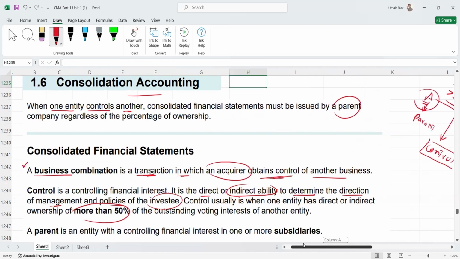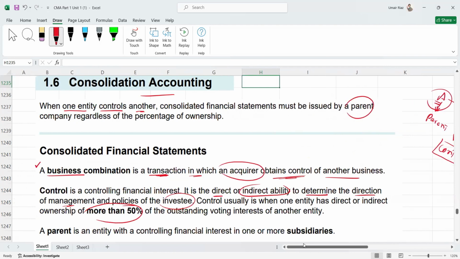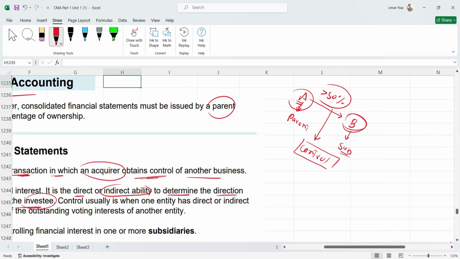I already told you, control means we have a direct or indirect ability to determine the direction of management or the policies of the investee. For example, if company A can set the dividend policies of company B, that is, it may decide how much company B can pay in dividends, it means A has the ability to determine the policies of the investee. It means B is controlled by A.